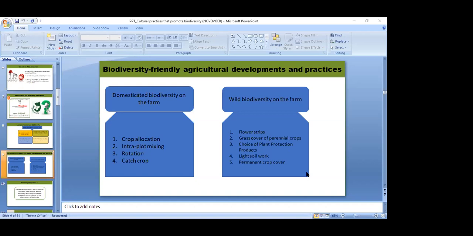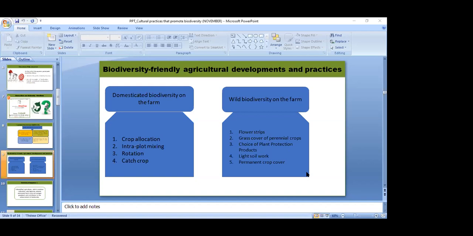Then we move on to wild biodiversity on the farm. Like I rightly mentioned 2 weeks ago, you have little or no control on wild biodiversity because you do not cultivate there, but we deliberately leave them so that they can support the ecosystem. So in wild biodiversity, those things you can do to become biodiversity friendly is flower strips. That we will explain as time goes on because we have pictures to depict them. We also have grass cover of perennial crops. It's just the same thing as planting cover crops. So in this case, it is a grass cover.